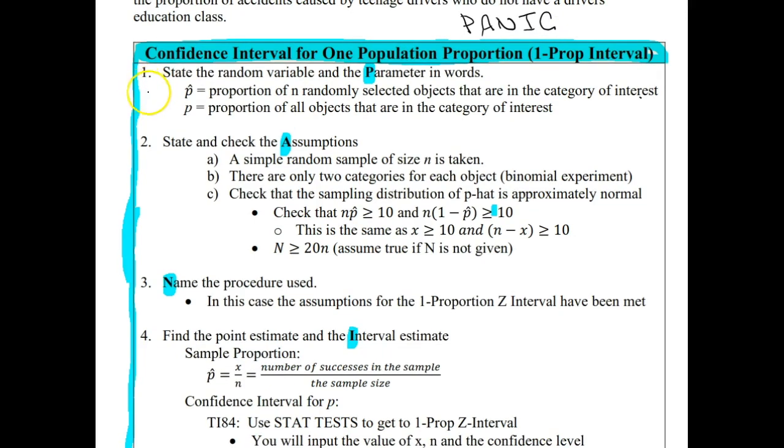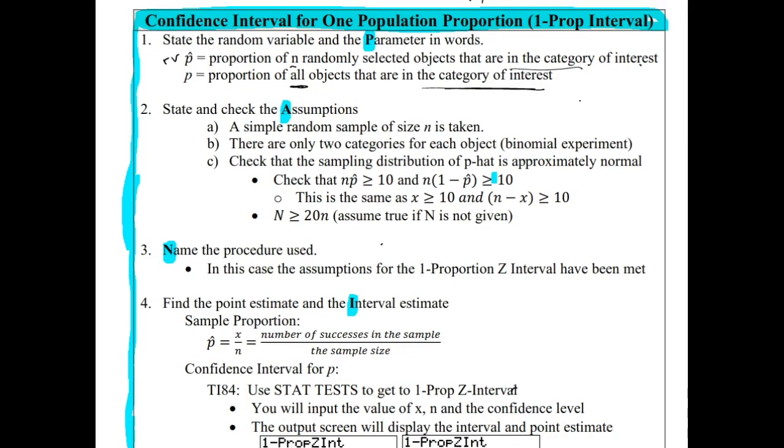So again, the first thing that we're going to do as we're doing inferential statistics is talk about the parameter that we are interested in estimating. In this case, that parameter for qualitative data is going to be the proportion of all objects that are in some category of interest. And then p hat is our random variable that we'll get from the sample. That's our proportion of n randomly selected objects that are in that category of interest.